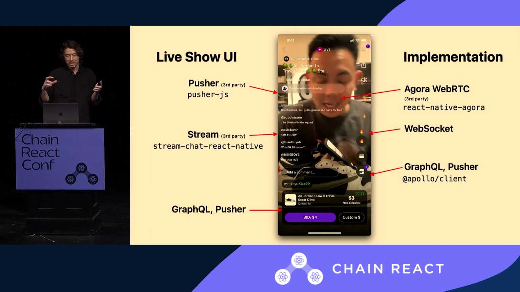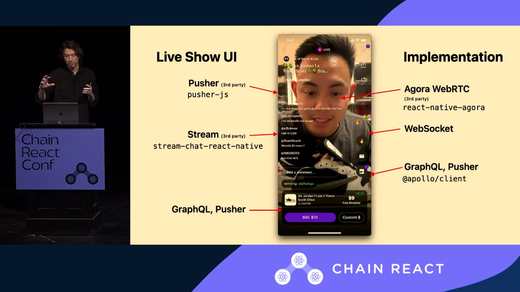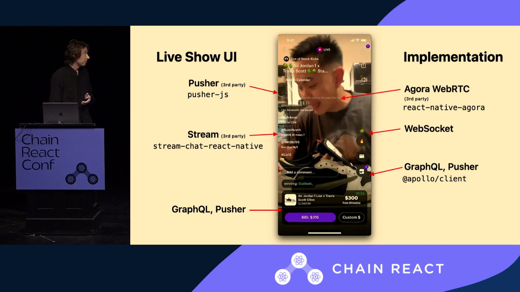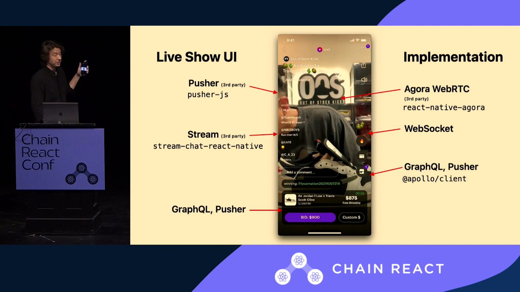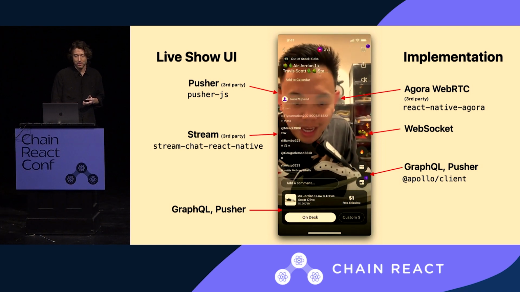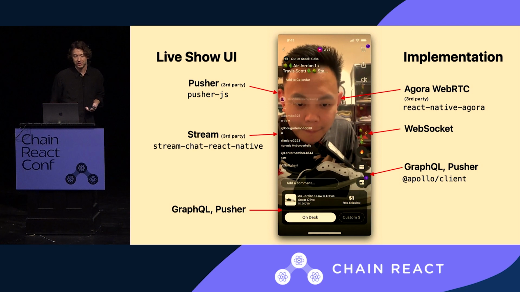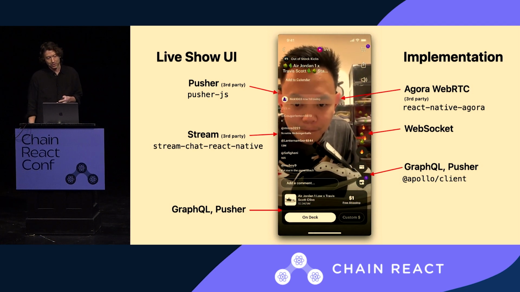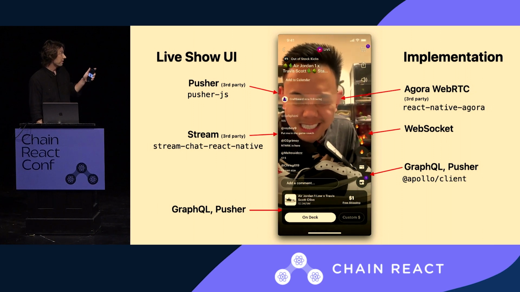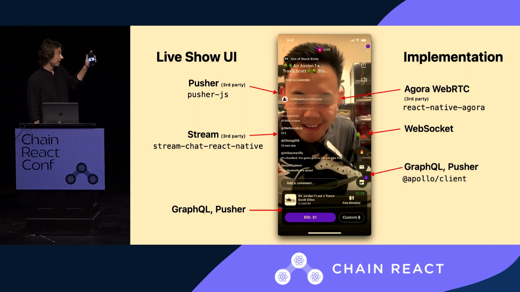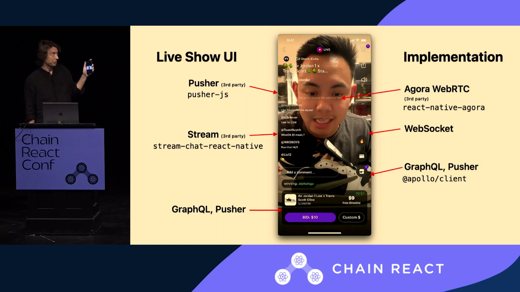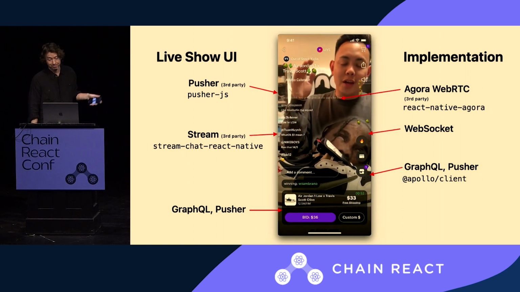Under the hood, these are the main packages we're using to power these different parts of the screen. Starting from the top left, we're using Pusher, a third-party hosted WebSocket provider, to handle all of the inbound messages to the client. Then we're using another third party called Stream to do all of our chat. The video layer in the background is powered by Agora, and they're handling all of the ultra low latency broadcasts for the stream.